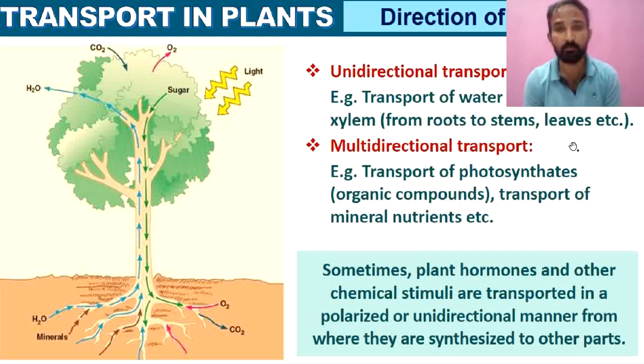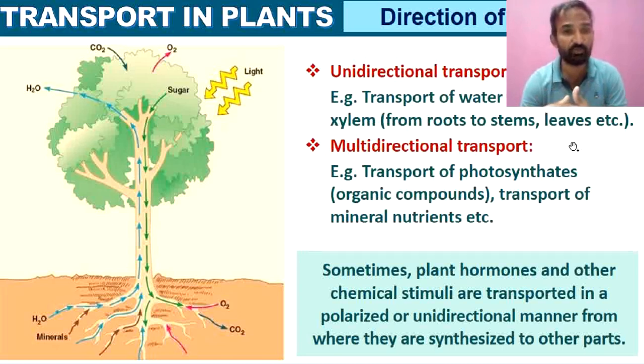What is it? Multi-directional transport. In the process of photosynthesis, the plants have prepared the food material in the form of carbohydrates, especially sugars. These sugars and mineral nutrients move from one place to another place in the plants. Sometimes the leaves are involved in photosynthesis and prepare the food material. That prepared food material moves towards the stem and also towards the root system.